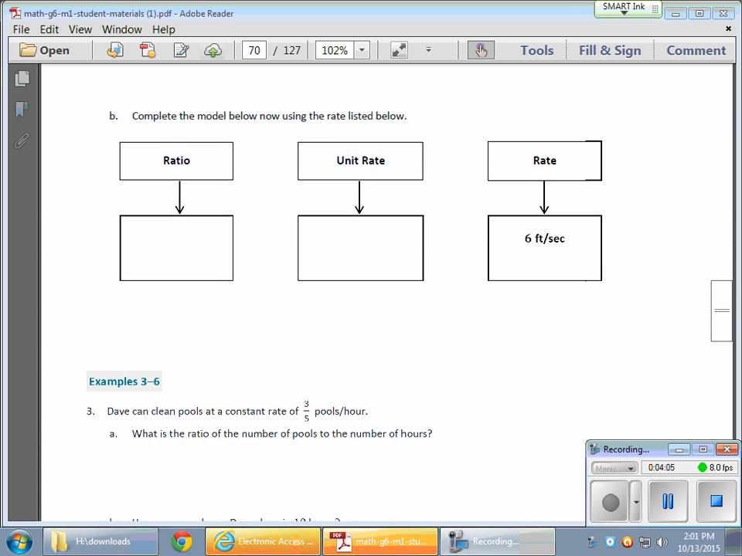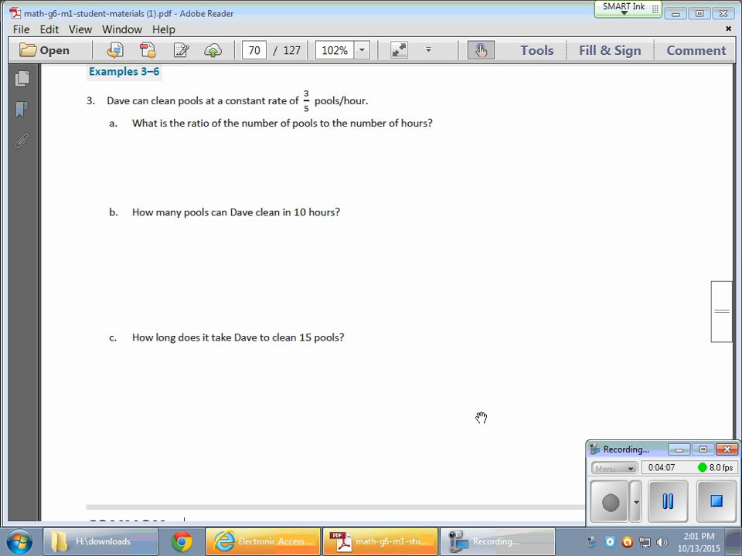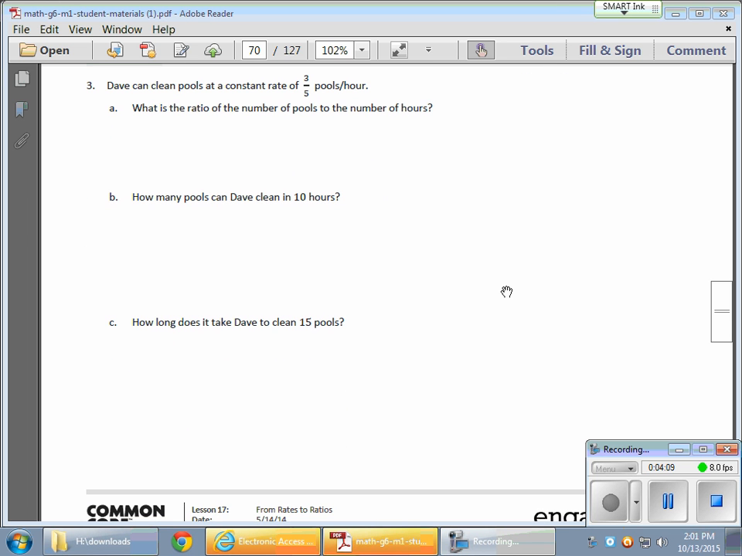Let's scroll down here to our first situation. We have Dave, and he likes to clean pools. Well, he cleans pools at a rate of 3/5 of a pool per hour. So for every hour, according to this, here we go.